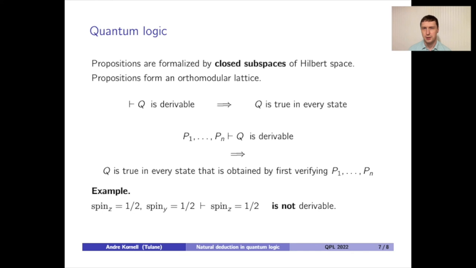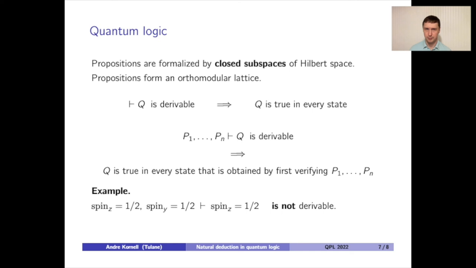So just as a quick example, let's look at the sequent: spin z is a half, spin y is a half, entails spin z is a half. And this sequent is not derivable. Intuitively, the explanation for this is, well, logically, the order of assumptions matters in orthomodular logic. So once we have assumed that spin y is a half, we can no longer be sure that spin z is a half. And physically, we're talking about some electron, and we're talking about measurements.